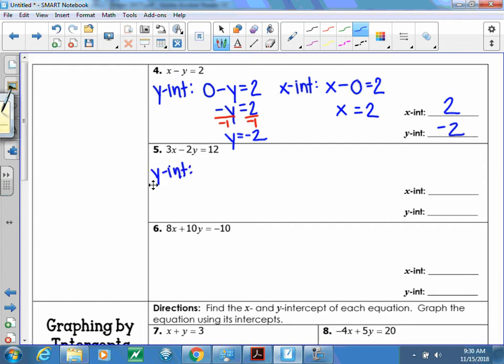Example number 5, y-intercept I'm going to find. So we're going to take 3 times 0 minus 2 times y is equal to 12. 3 times 0 is 0. So we're left with negative 2y equals 12. Don't forget to bring down the negative. Divide by negative 2, and y is equal to negative 6.